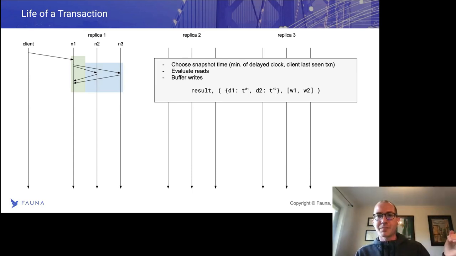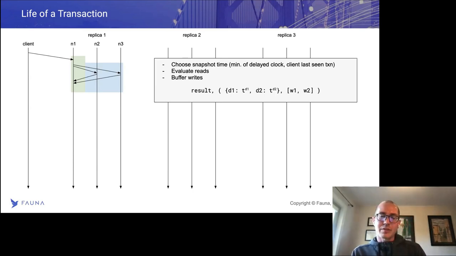What the coordinator is going to do is a very typical query or language interpretation, and it evaluates reads. The reads come back and they contain the value of the read at the snapshot time and also the last modified time, the timestamp of the transaction that last modified that document or index term. Additionally, writes are buffered locally inside the query evaluation context. There's no transmission of write effects or anything. That's all completely local at this point.